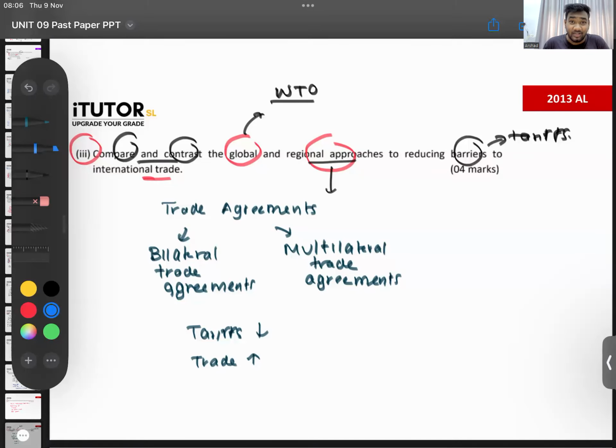Now, why do you think Sri Lanka has trade agreements with? What are Sri Lanka's three main trade agreements? Bilateral. We have an Indo-Sri Lanka free trade agreement. We have a Pakistan Sri Lanka. Who is the other country that we have a trade agreement with? We only have three: Indo-Sri Lanka, Pakistan Sri Lanka, and we have a Singapore Sri Lanka free trade agreement.